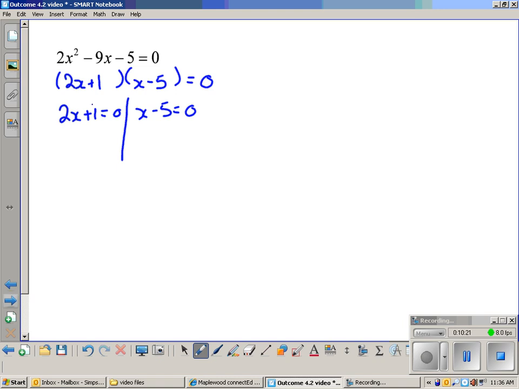This one, if I subtract 1 from both sides, I end up with 2x equals negative 1. Divide both sides by 2, and I have x equals negative 1/2. On this side, adding 5 to both sides, I get x equals positive 5. Again, to verify, I want to substitute both of those back into my original equation.